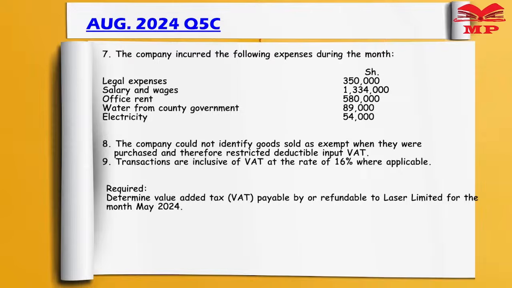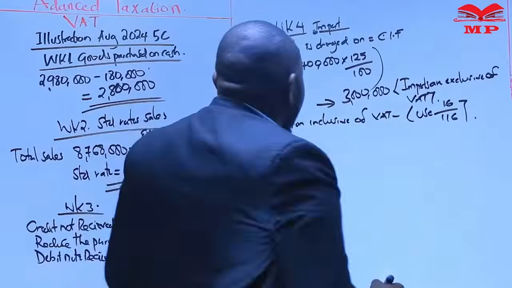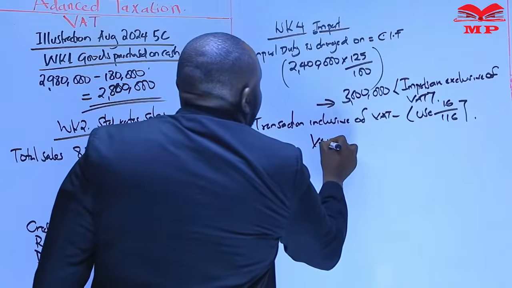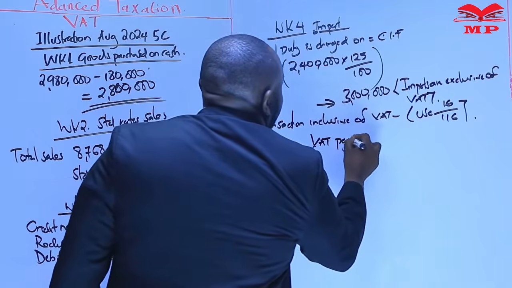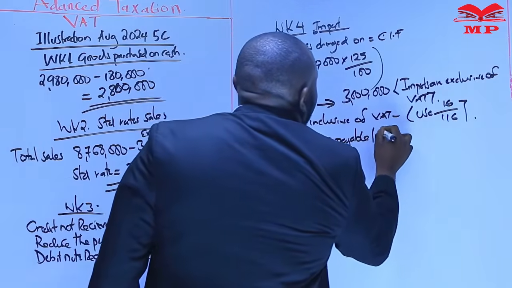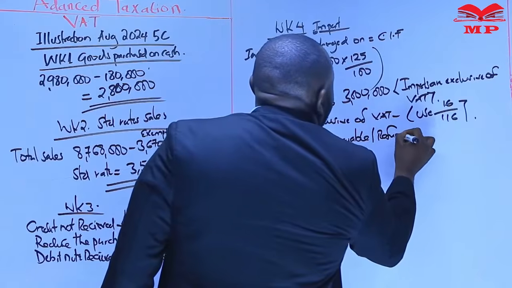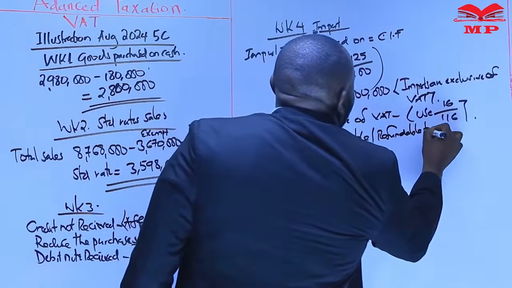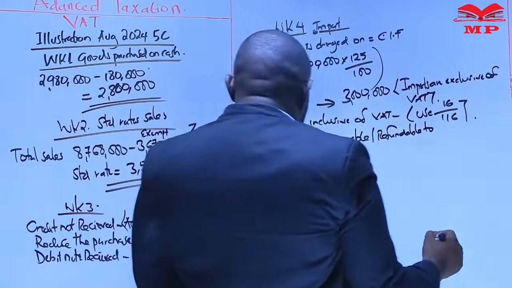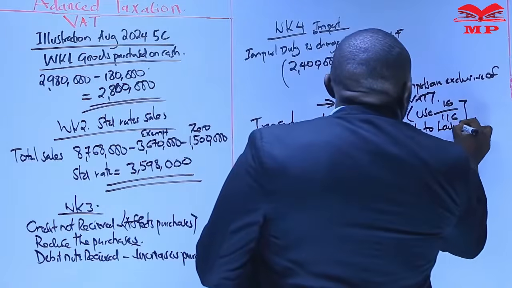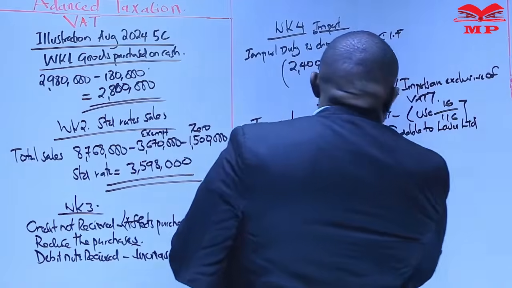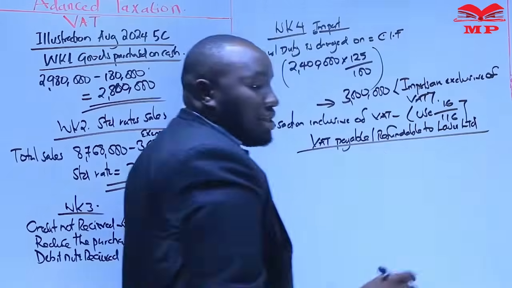Determine the value added tax payable or refundable to Lesser Limited for the month of May. So we can say VAT payable or refundable to Lesser Limited.